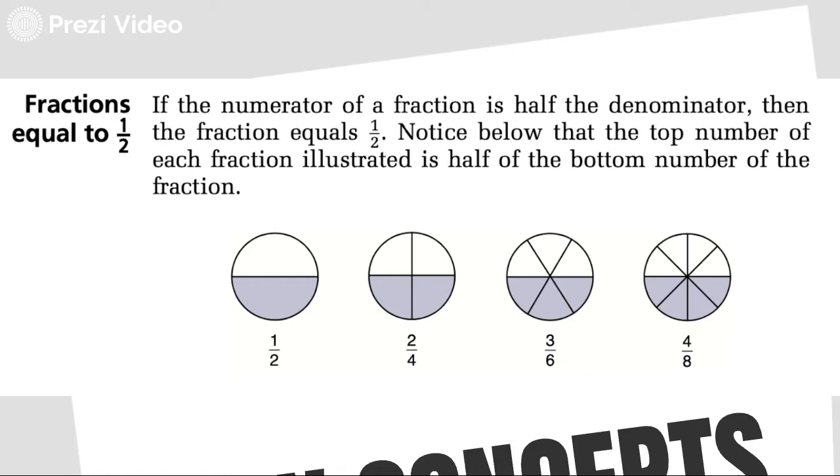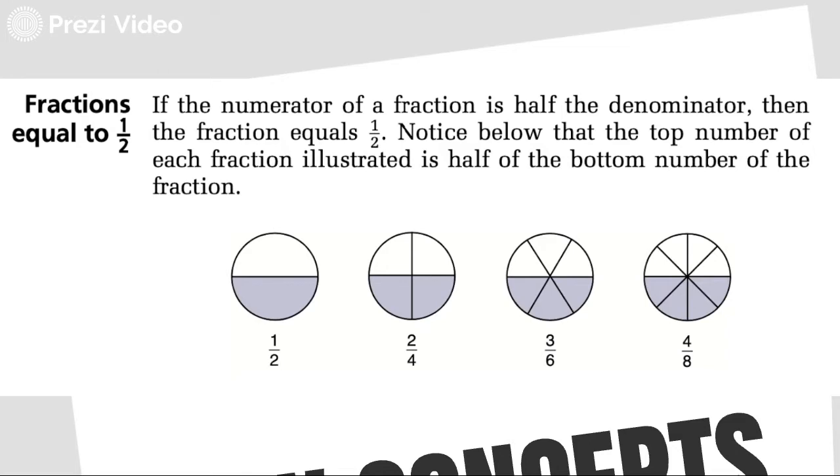1 out of 2 pieces are shaded in. The second circle, we have 2/4. Those have 2 shaded in out of the 4 pieces. 3/6. We have 3 out of 6 shaded in. 4/8. Those are 4 out of 8 shaded in. But you can notice that the amount shaded in each circle is equivalent. It's the same. So all of those equal 1/2.